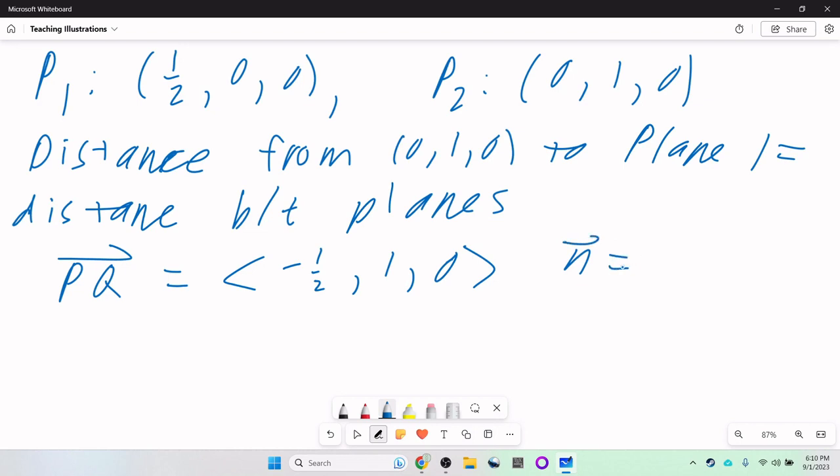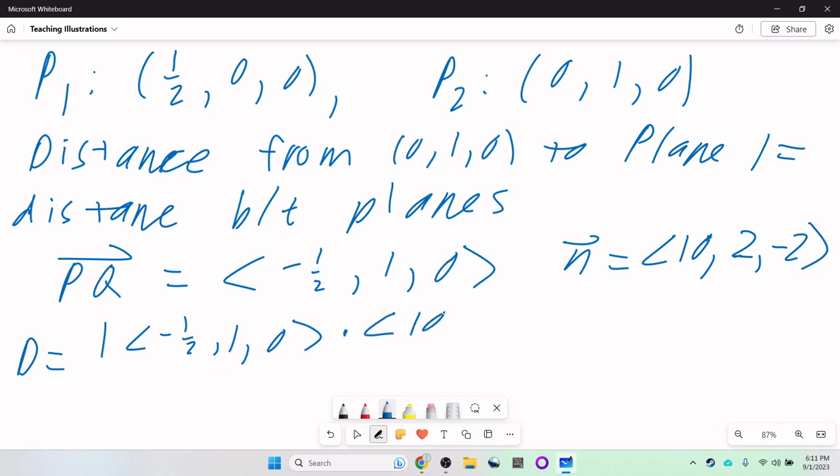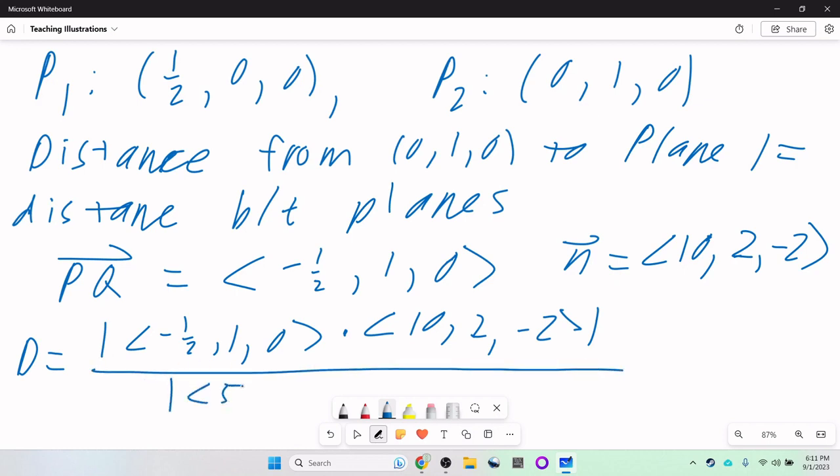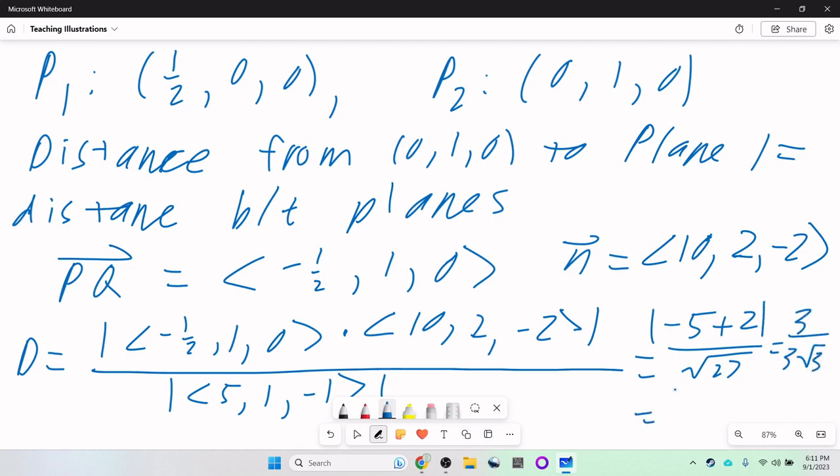And the normal vector would be (10, 2, -2). You could use (5, 1, -1) if you want. However, in this case I'm using the 10 because I'm looking ahead: 10 times negative 1/2 will get rid of the fraction. So the distance would be (-1/2, 1, 0) dot (10, 2, -2), over the length of (5, 1, -1). And that'll come out to, on top, negative 5 plus 2, over the square root of 27. We'll put absolute value on that: 3 over 3 root 3, or 1 over root 3.